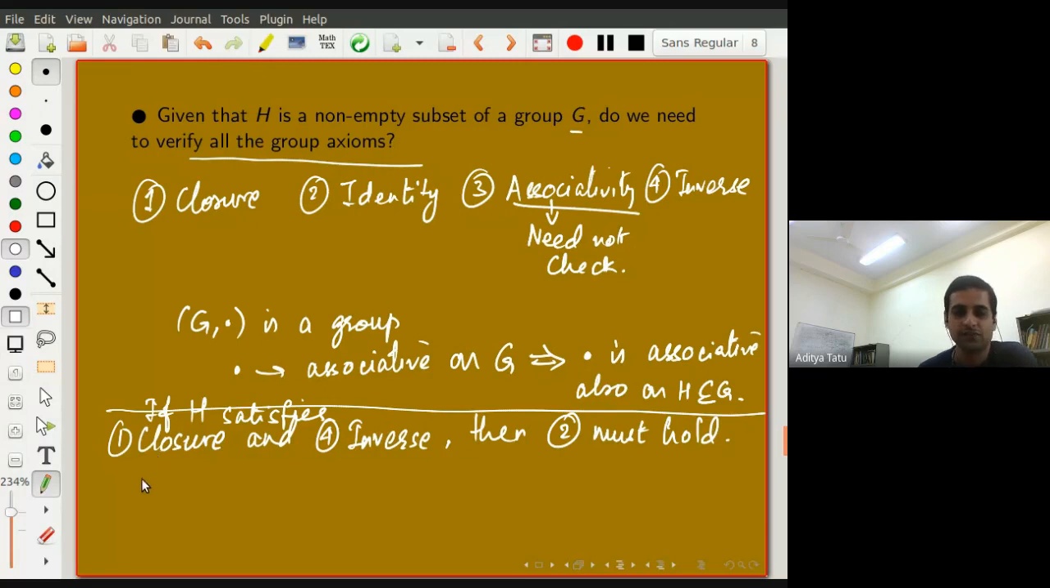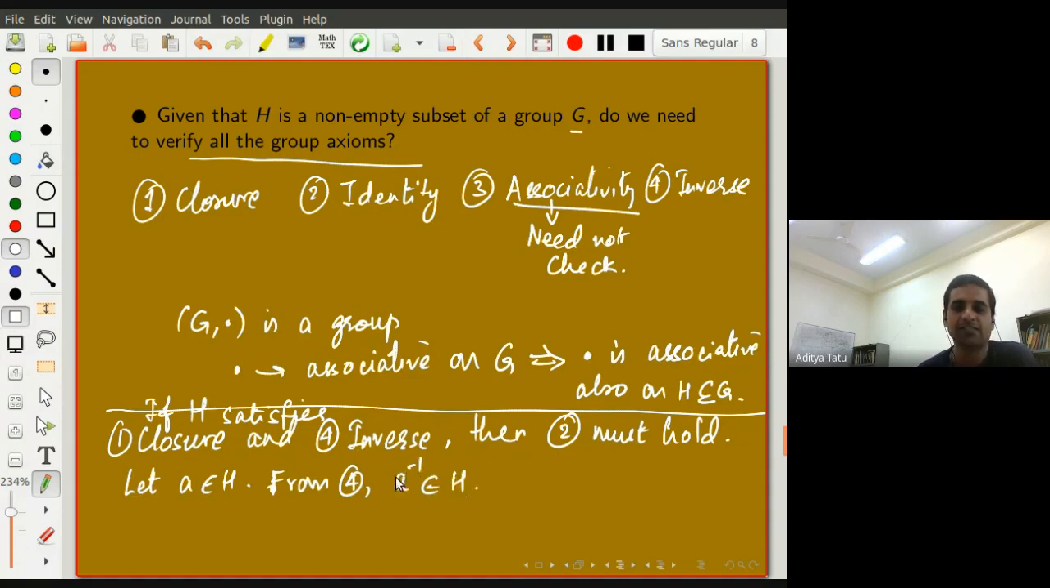Okay, and I think it is easy to see. So assume H is a subset of the group G and it is closed and it satisfies the inverse property, right? So again, I hope you understand what I mean by this inverse thing. Okay. Then let A belong to H. So I'm picking just any arbitrary element in the subset H. Now, since H satisfies the inverse property, from 4, A inverse exists and is in H.